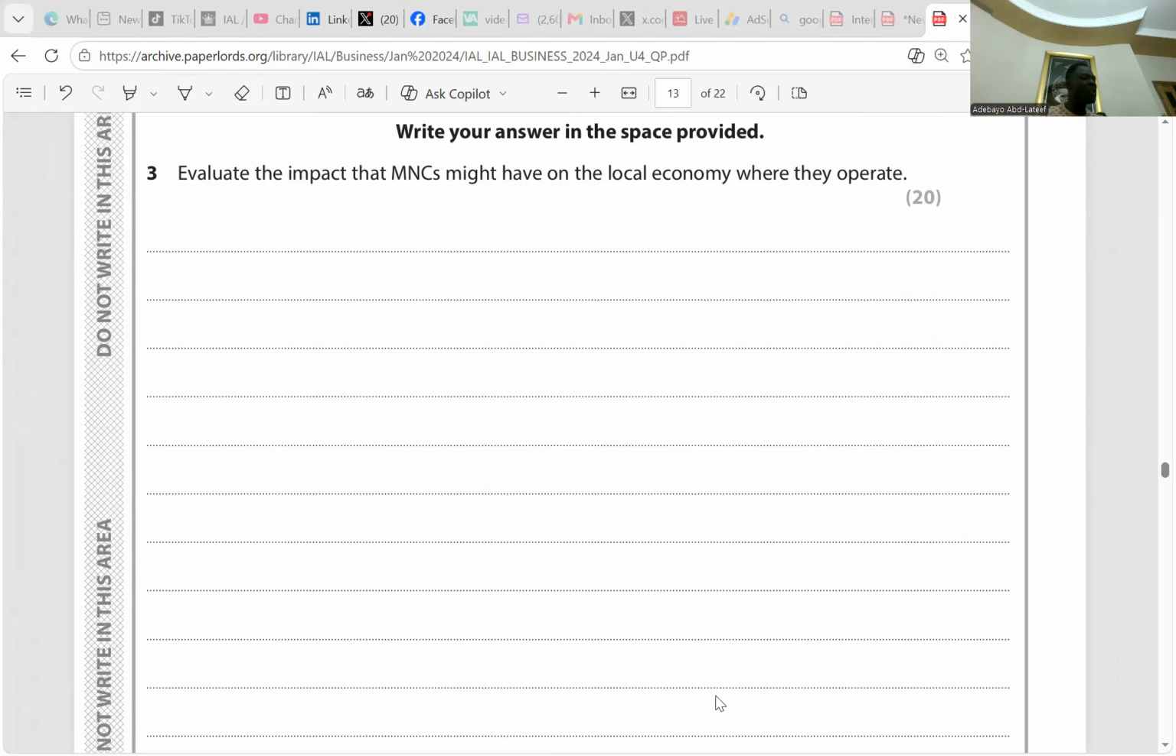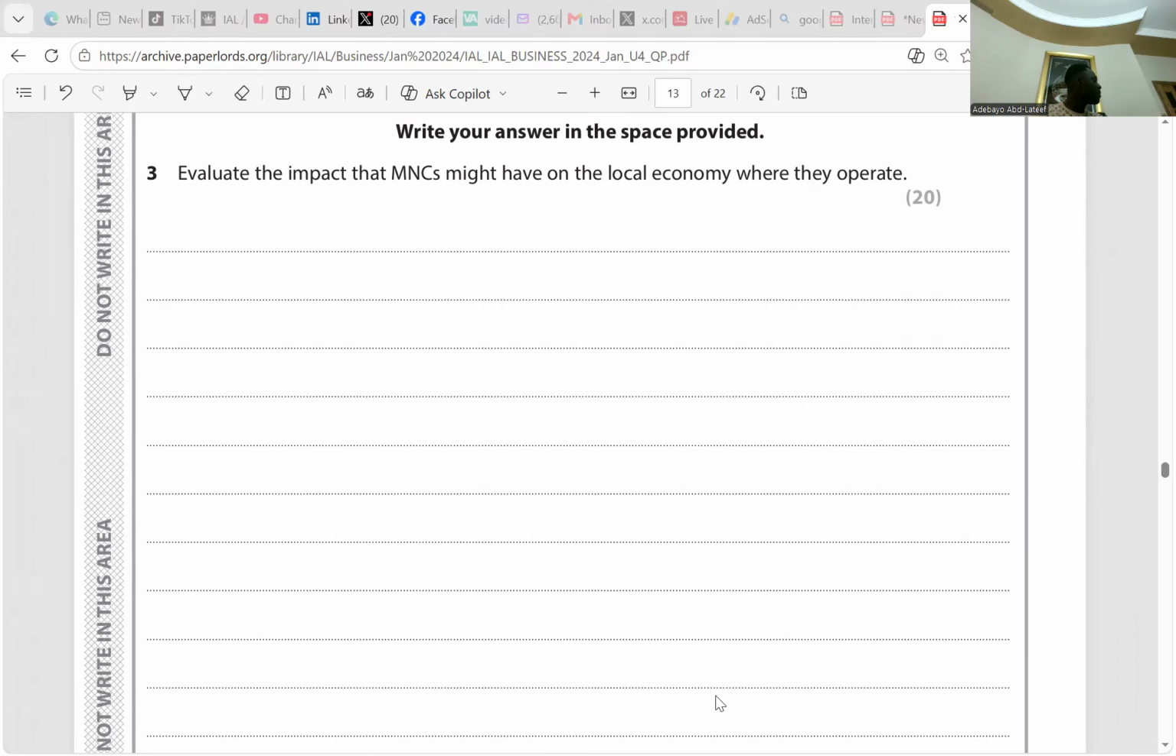And the overall impact on the local economy depends on MNCs' policies and the degree to which a country's government can regulate their activities. So the impact of MNCs on the local community depends on the policies of MNCs and also the strength of the host country's government, on how they are able to regulate or control the activities of MNCs.